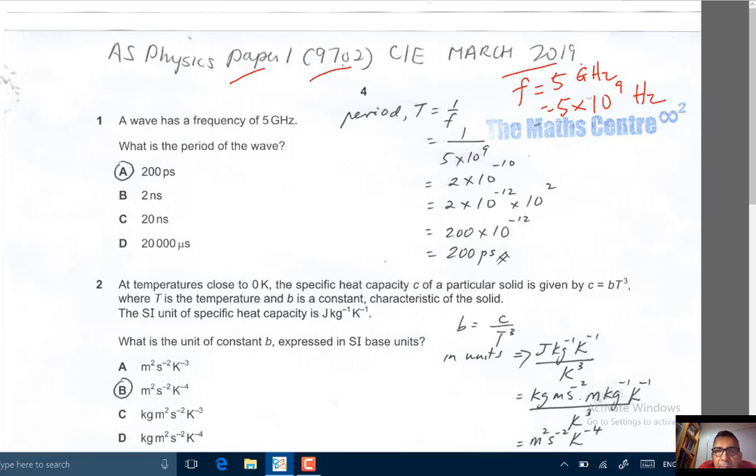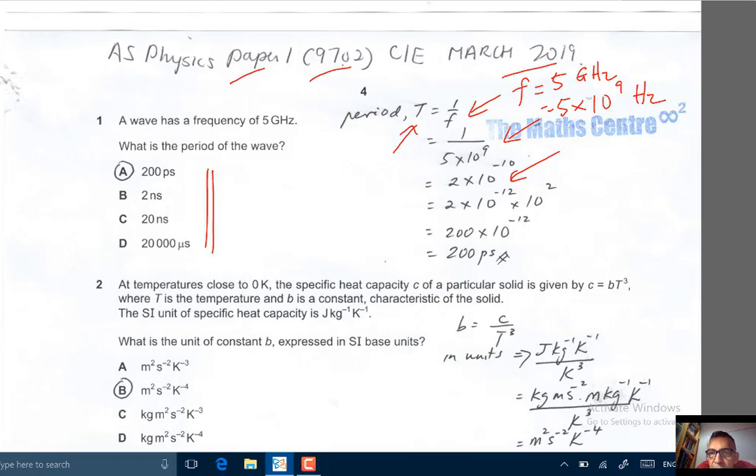So if we denote the period as T, we can write T equals 1 over f. So 1 over f, let's write it as 1 over 5 times 10 to the power of 9. You clean this up, you'll get 2 times 10 to the power of minus 10. And keep an eye on the responses here. We have picosecond, nanosecond, and microsecond.